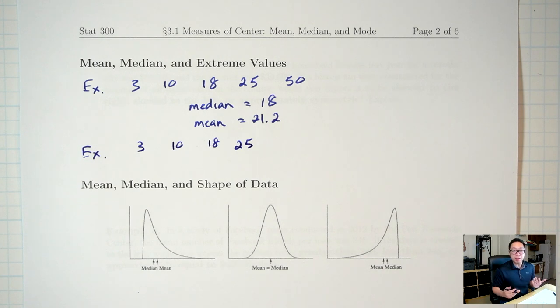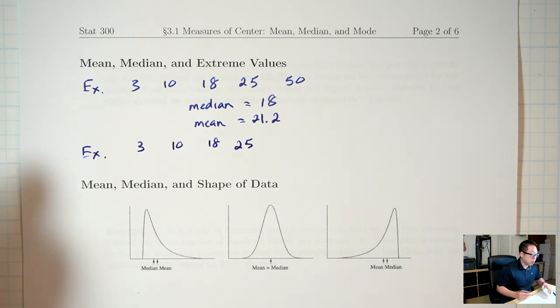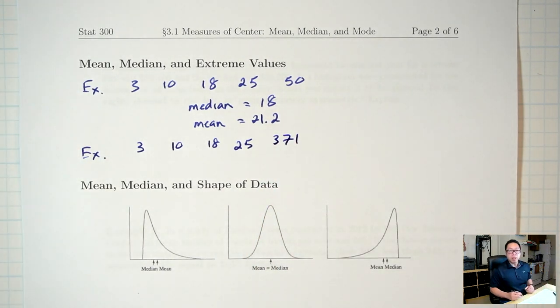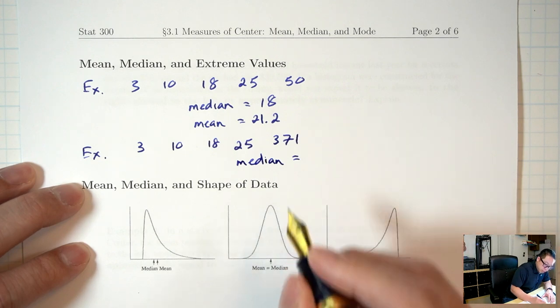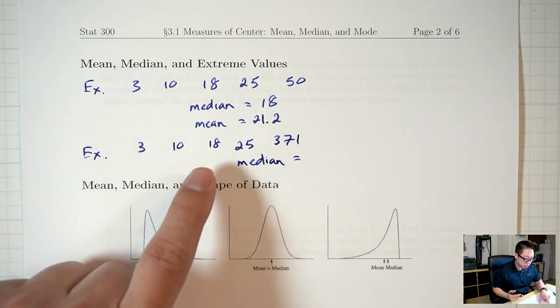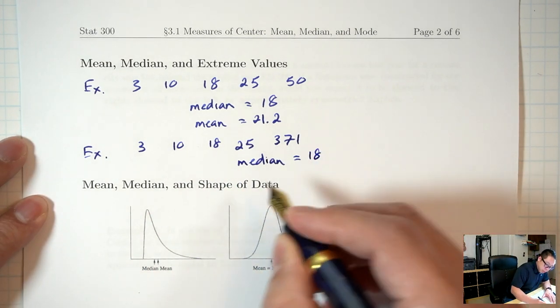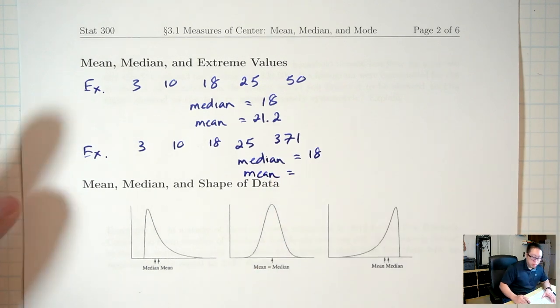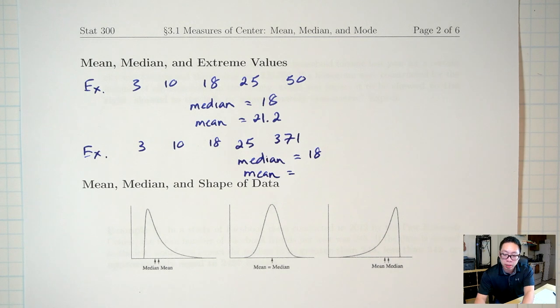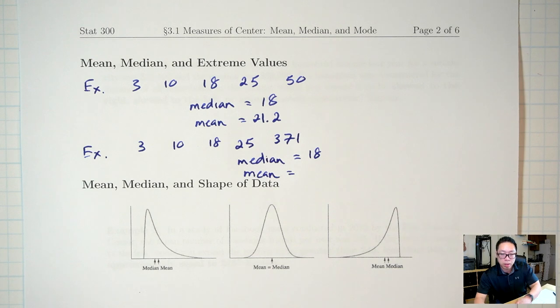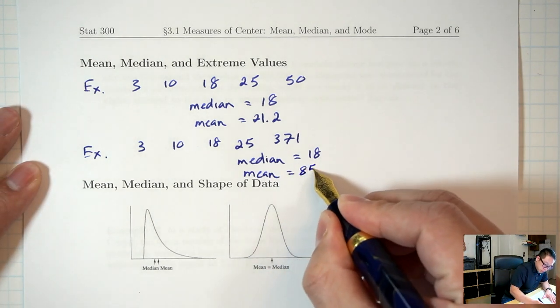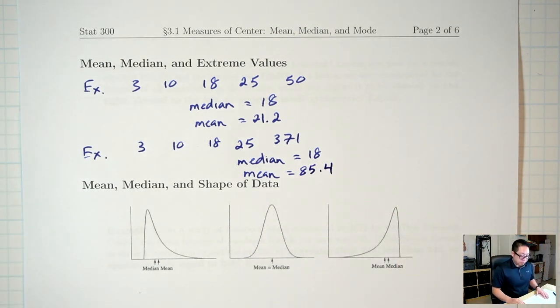This is going to be a number that's way bigger than the rest of my data. So what number should I pick? I'm going to pick 371. And then I'm going to find the median and the mean again. The numbers are already in order. The median here is 18, the middle number. The mean I'm going to have to calculate, so add up the data values. 3 plus 10 plus 18 plus 25 plus 371, that's 427. And divided by however many data values I have, so 1, 2, 3, 4, 5. So 427 divided by 5 is 85.4.